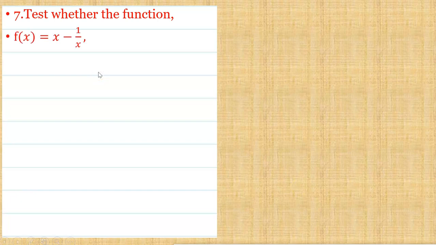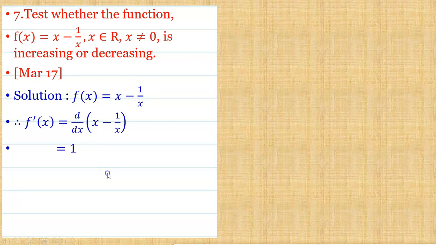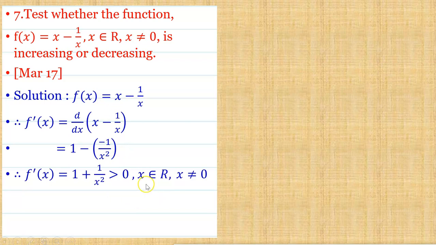Next, test whether the function f of x is equal to x minus 1 upon x, where x belongs to the set of real numbers and x is not equal to 0, is increasing or decreasing. This question was asked in March 17. f of x is equal to x minus 1 upon x, the first derivative: d/dx of x minus 1 upon x, the derivative of x is 1, and of minus 1 upon x is minus 1 upon x square, minus minus will become plus. For any value of x belonging to the set of real numbers with x not equal to 0, f dash of x is positive.